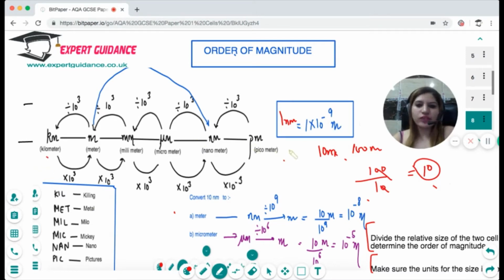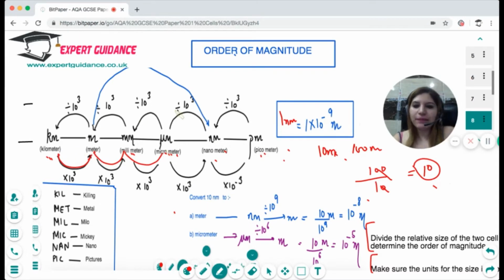This conversion is simple. It comes as a chart: kilo, meter, milli, micro, nano, pico. It's kilometers, meters, millimeters, micrometers, nanometers, and picometers, and all are at the level of 10 to the power 3. So kilometers to meters, times by 1,000, times by 1,000, times by 1,000. And when you go in reverse, you need to divide by 1,000.